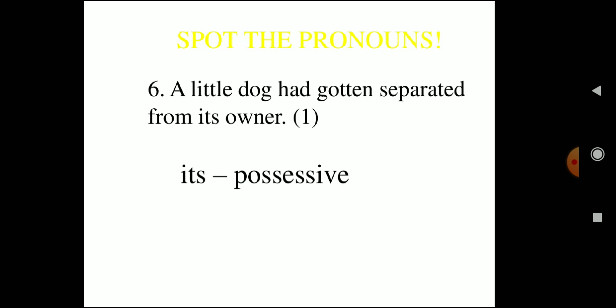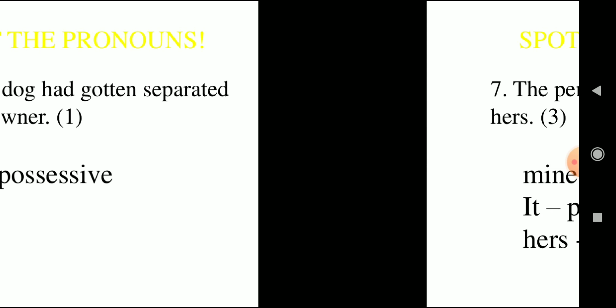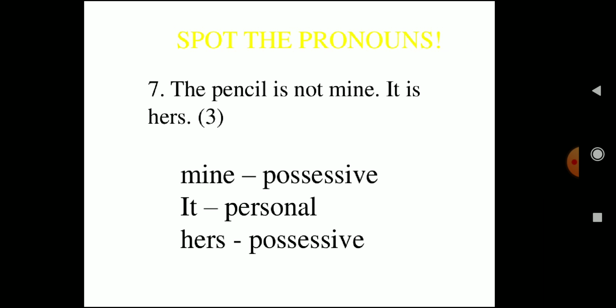Sixth one, our little dog had gotten separated from its owner. So its over here is a possessive pronoun. Seventh one, the pencil is not mine, it is hers. Three pronouns have been used over here. First one is mine, which is a possessive pronoun. Second one is it, which is a personal pronoun. And third one is hers, which is again a possessive pronoun.